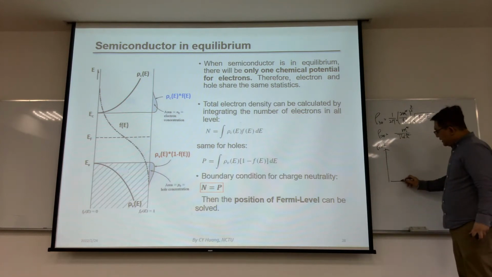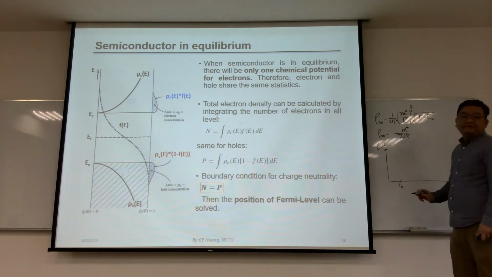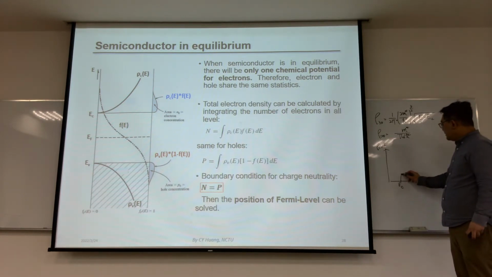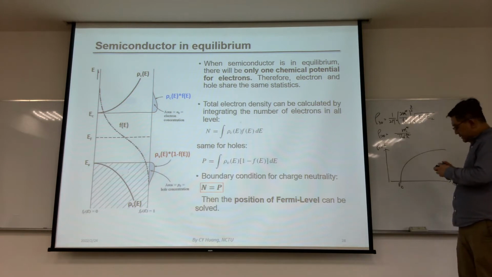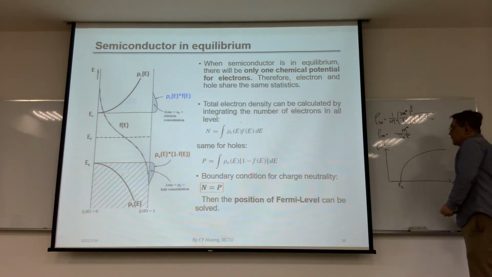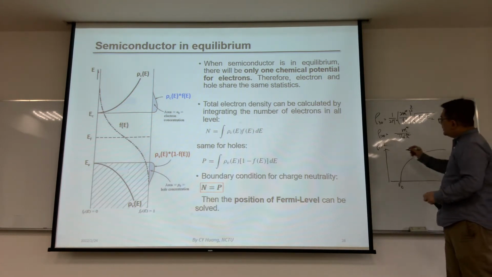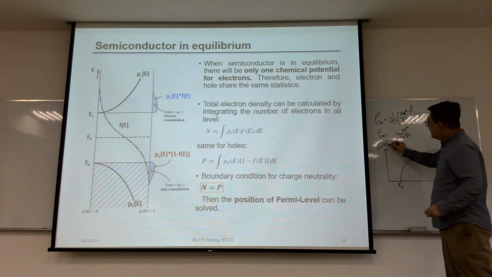So it starts from EC and has a square root like this. And we're counting its probability, f of E.